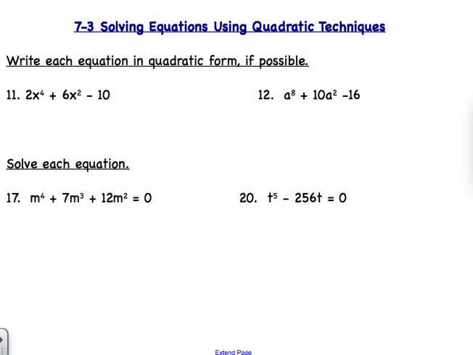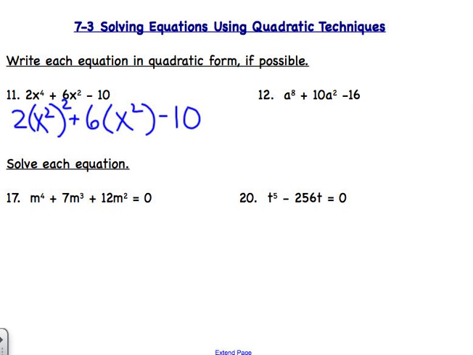Section 7-3 is on solving equations using quadratic techniques. For numbers 11 and 12, we have to write each equation in quadratic form, if possible. So the leading coefficient stays on the outside, and you're trying to write it as something to the second power, plus 6 times something to the second power minus 10. If I write x squared to the second power, we do get 2x to the fourth. The x squared I keep inside of there, and we do get 6x squared, and you are done.